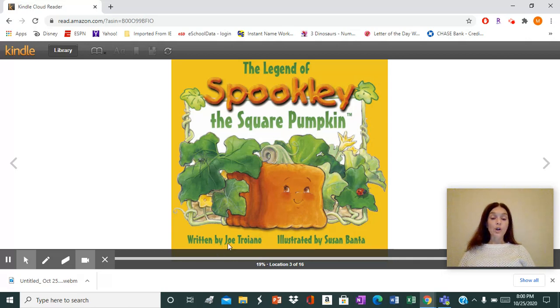The author is Joe Troiano. He wrote the words in the story, and the illustrator is Susan Banta. She drew all of the pictures.